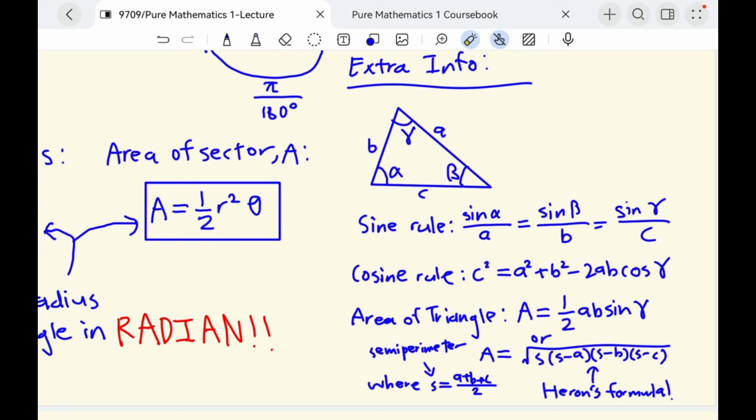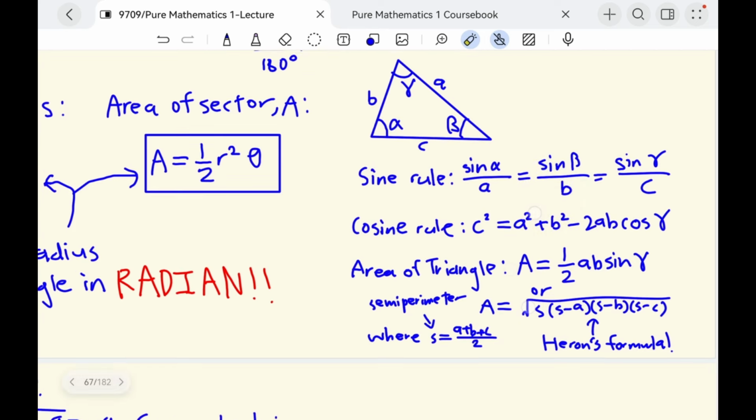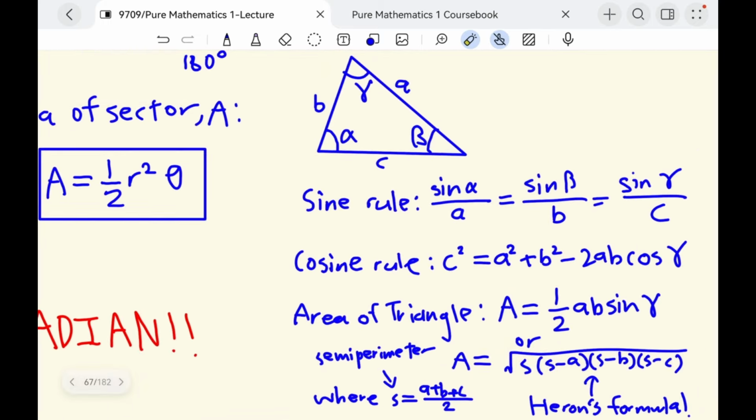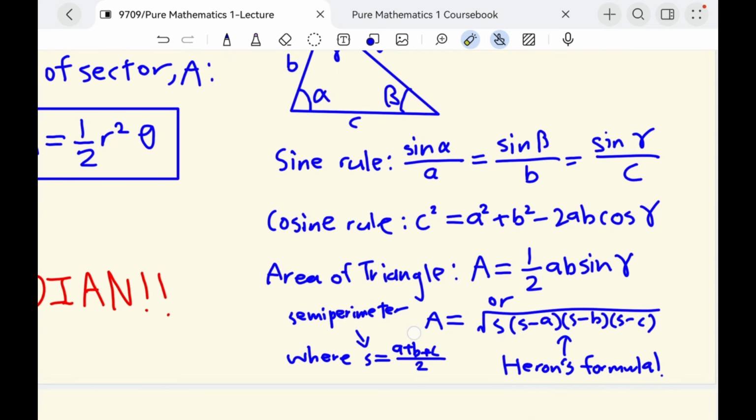I won't discuss these two for you because they are basically from secondary school. Even this area of triangle also. And there's another formula for finding the area of a triangle. You may use Heron's formula if you wish, where S is your semi-perimeter. So how to find the semi-perimeter? Just sum all the sides of the triangle and divide by 2. Alright, I won't discuss this too much.